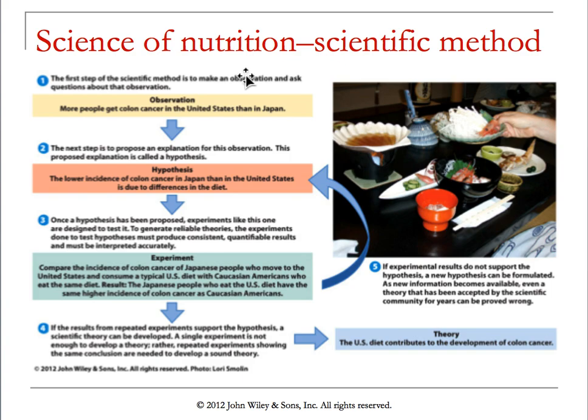There could have been an error in the research, or some other issue with their research. So the more times that you're able to get that result, the less likely it is that there was an error. Now, if that outcome is found with repeated experimentation, the theory in this example would be that the U.S. diet contributes to the development of colon cancer.